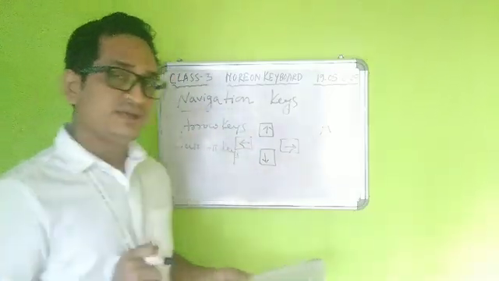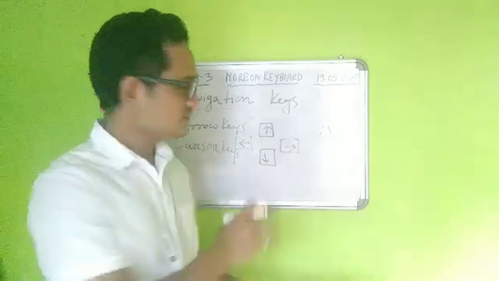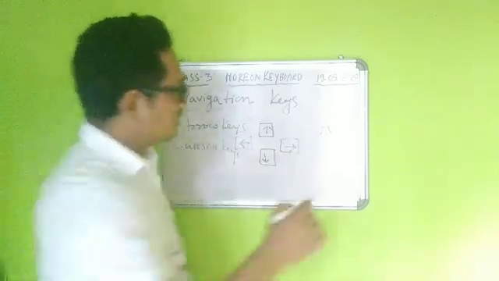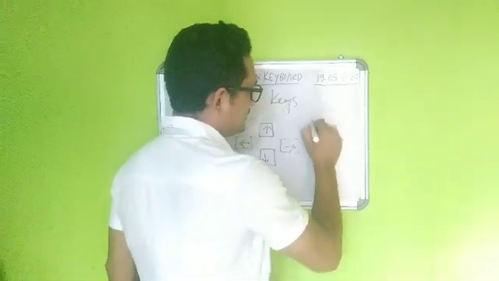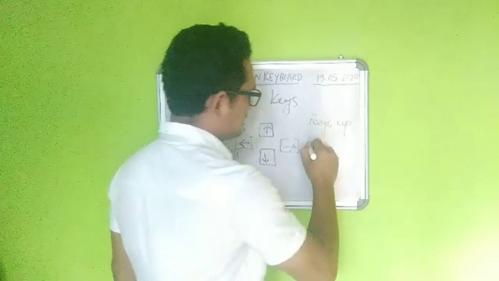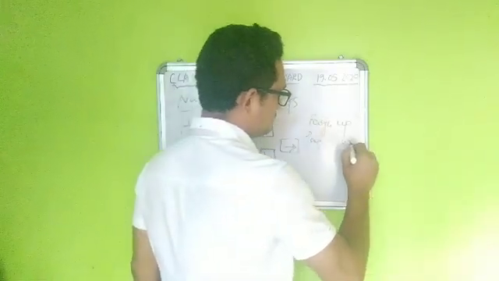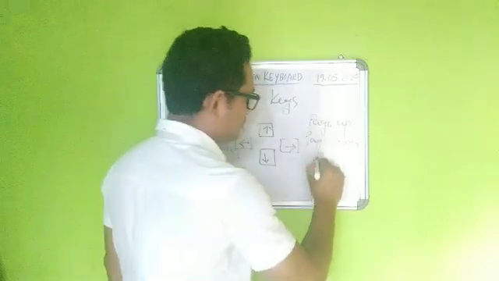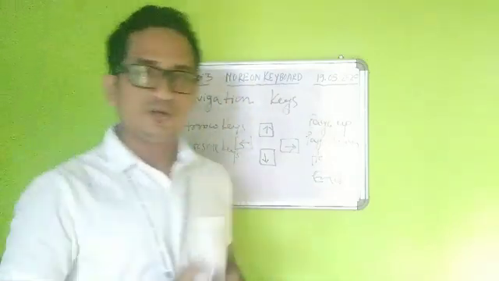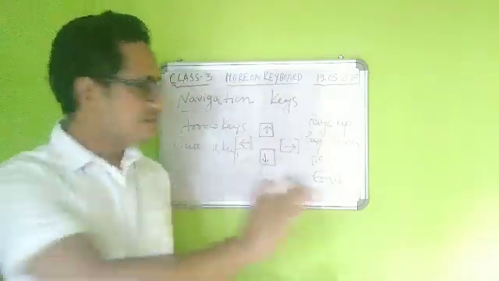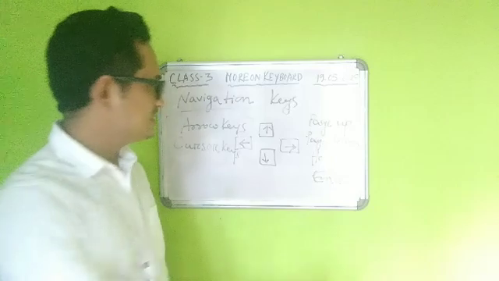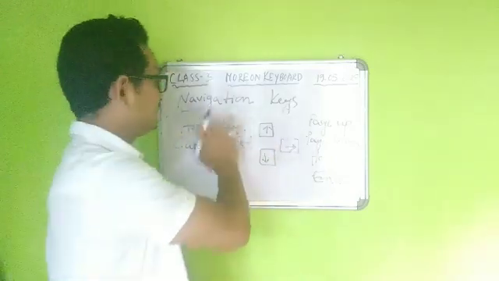Now students, there are four more keys which can actually do the same thing. If I have to name them, one is page up, the second one is page down, and there will be one more, home, and one more key, that is end. So these four keys, page up, page down, home and end, will also work as the function which is done by the navigation keys.